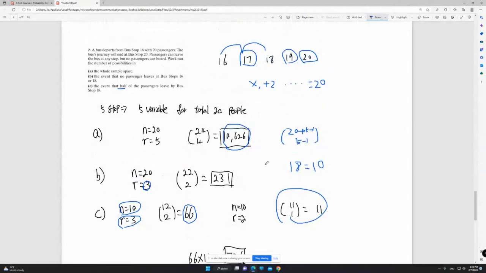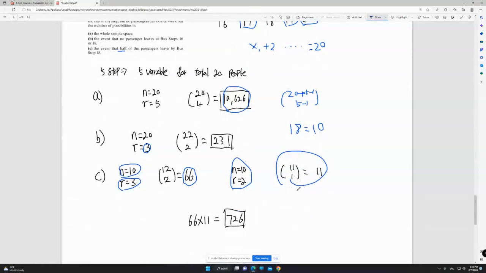So r equals 2, and n equals 10. 10 plus 2 minus 1. Oh, I see. That's how you get 11. Okay, great. Anyone has any questions? This question is great. Why is it 66? The 66 possibilities and 11 possibilities, by the counting principle, we multiply them. 726. Great job.